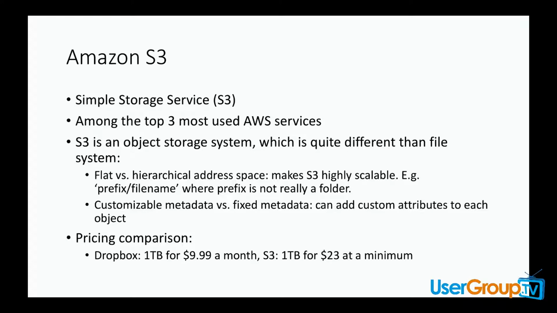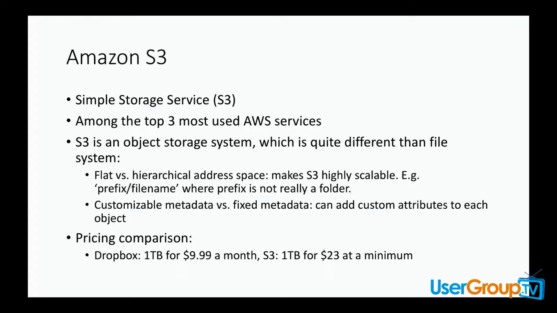For instance, S3 has a flat global address space, unlike a file system where it's a hierarchical address space. In a file system, you've got a concept of folders and files. There's no such thing on S3. Everything is an object. So if you have something stored in S3 as prefix / file name, the prefix is not really a folder. There's no concept of folders in S3.